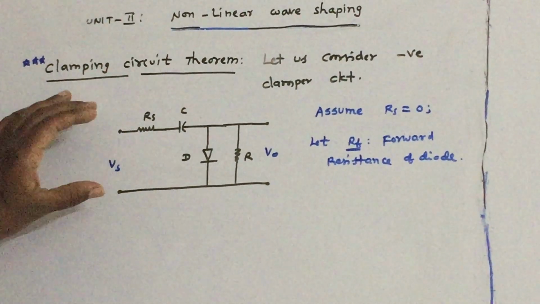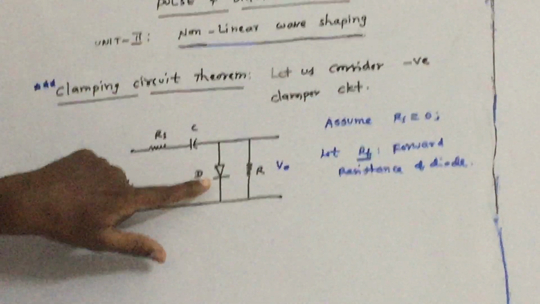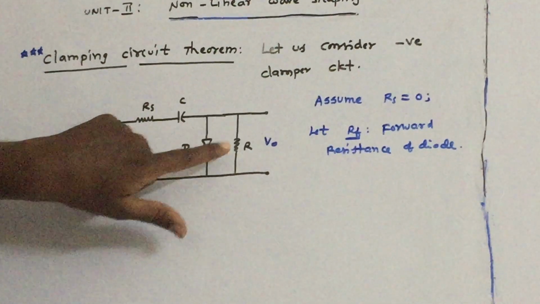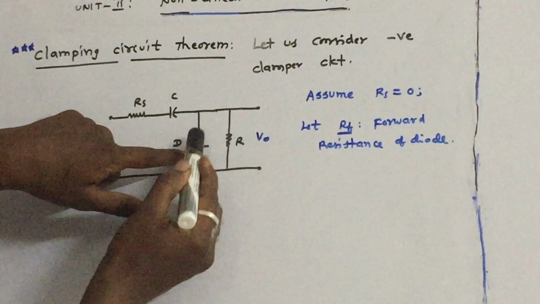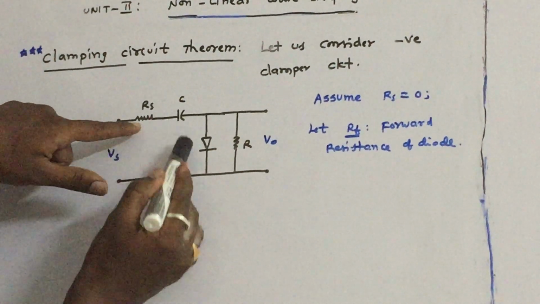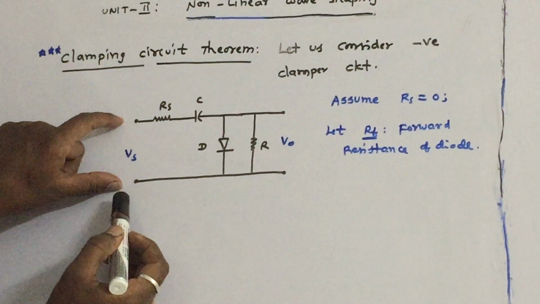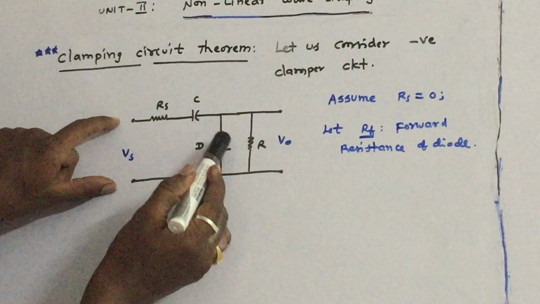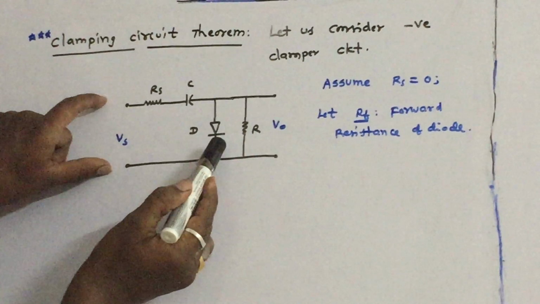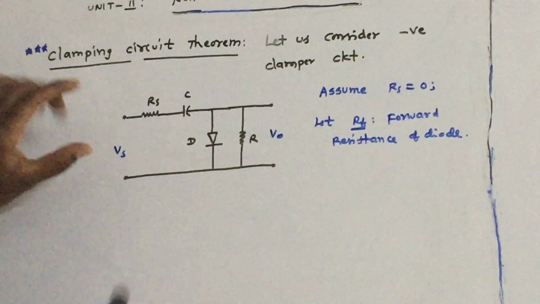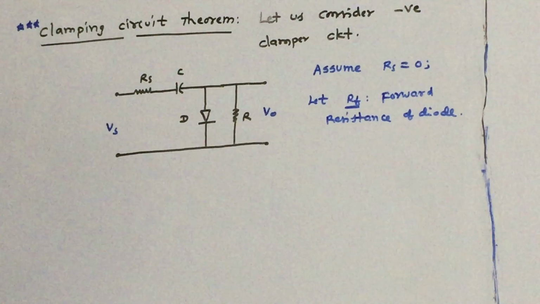So the operation of the circuit is very simple. When the input is at high level, the diode is forward biased, so the diode is replaced by RF. RF in parallel with R gives RF, so the capacitor charges during this interval. That is the first point you have to remember. When the input is at low level, the diode acts as an open circuit, so resistor R comes into the picture. So during this interval, the capacitor discharges. These two points are very important in this clamping circuit theorem.